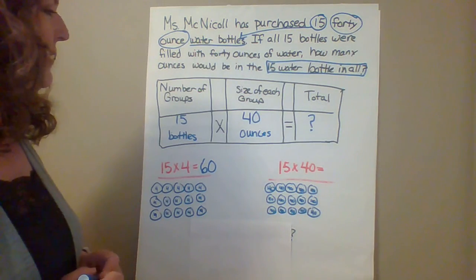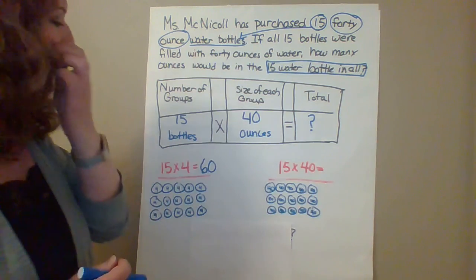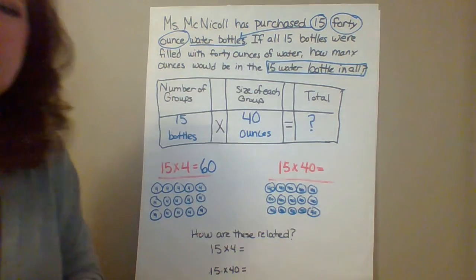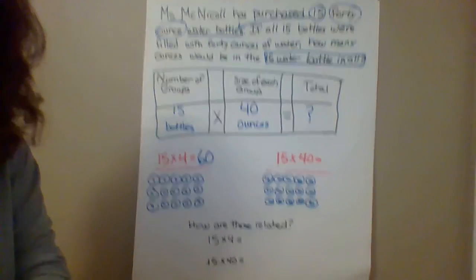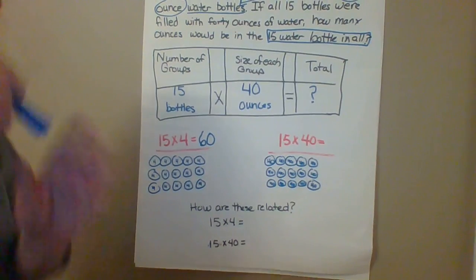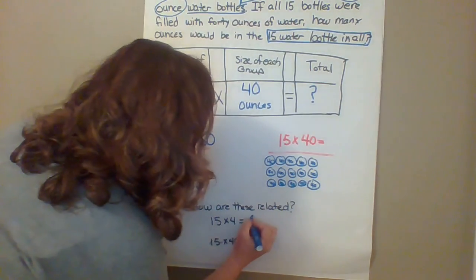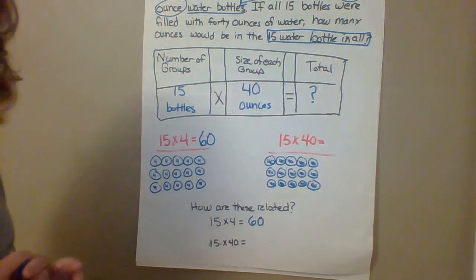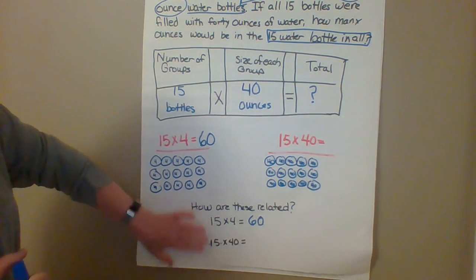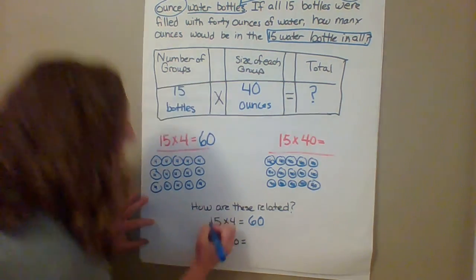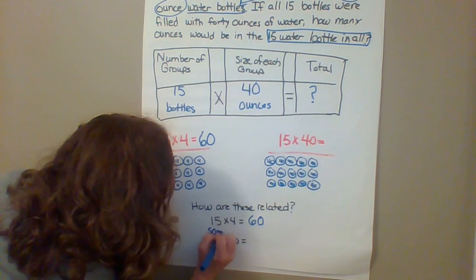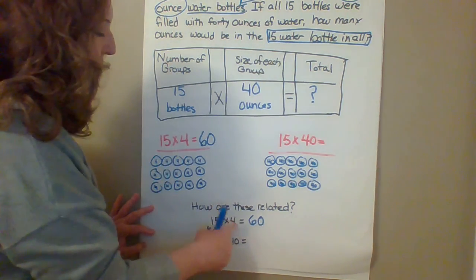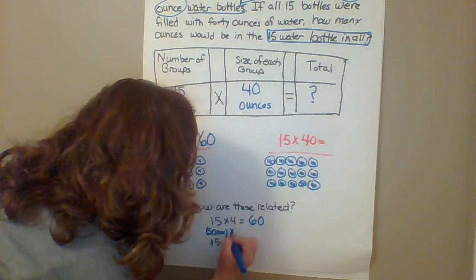All right. So 15 times 40, let's try to figure that out. Let's go down here and see if this helps us. How are these problems related? So if I know that 15 times 4 is 60, how does that help me with 15 times 40? Well, let's see how the factors changed. Here, the 15 stayed the same. This factor changed, didn't it? The relationship between 4 and 40 is it was multiplied by 10.